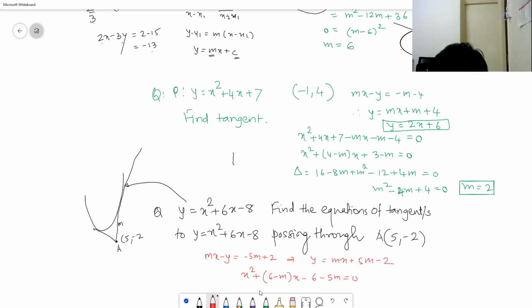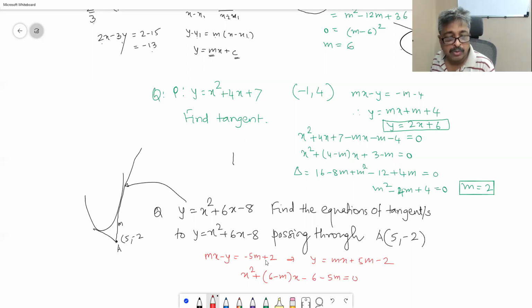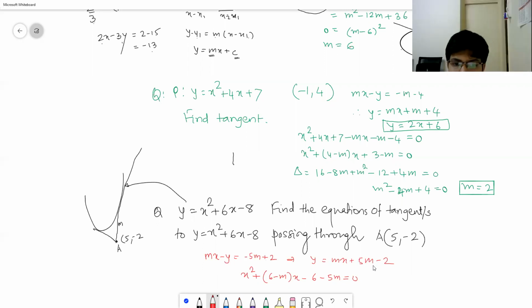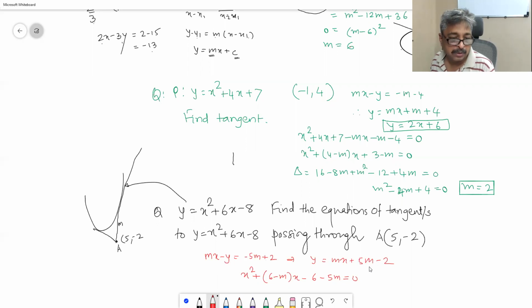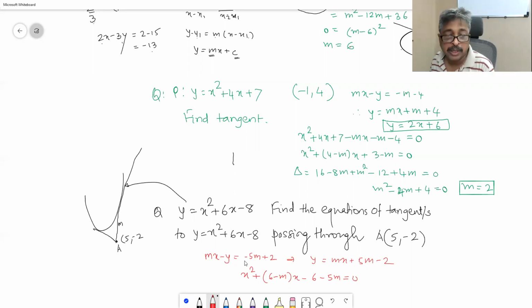It should be plus 5m, shouldn't it? Yes, sir. Plus 5m. y is equal to mx plus 5m minus 2. In the first step, it should be minus 5m there. And therefore here it should be minus, therefore here it should be plus. Is this correct now? Yes.